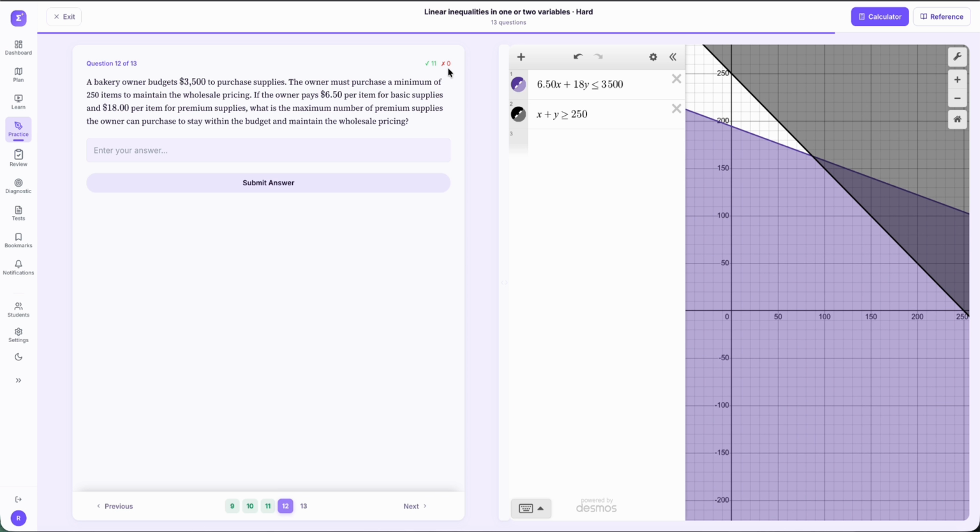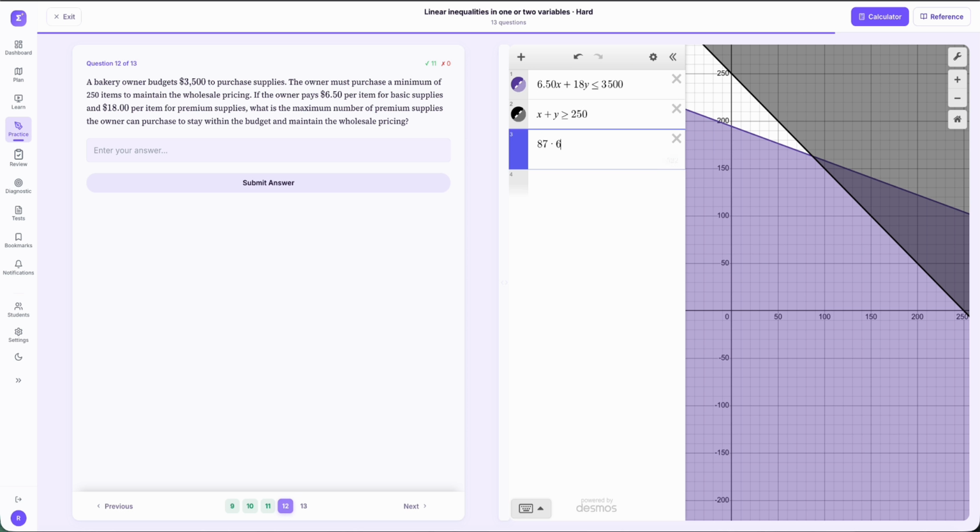And so they want to know what is the maximum number of premium supplies, which we made y, that we can have, right? So that's like the highest point on the graph where they kind of overlap, which would be here, right? So this is the intersection point. So obviously you can't buy a fraction of an item, so I can't buy 163.04 items, right? So it's 163 really, right? And you can confirm this. 163 of this one and probably 87 of this one, right? And you can check that, right?